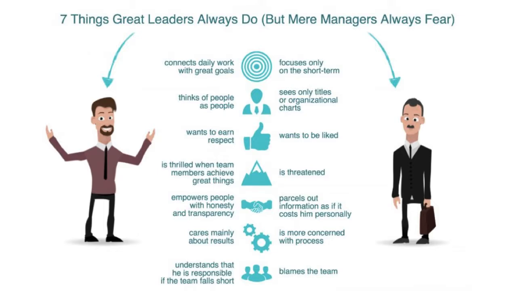So, leaders tend to connect daily with the work and the goals. Managers, they're just short term. Leaders, more long range vision. Leaders tend to have a greater connection with the people and they see people as people. A manager sees people as just employee numbers on a spreadsheet or in a database. A manager wants to be liked, but a leader wants to earn the respect of the people.